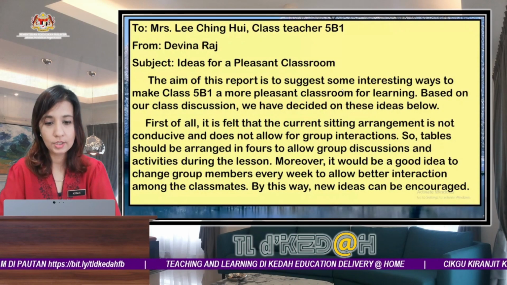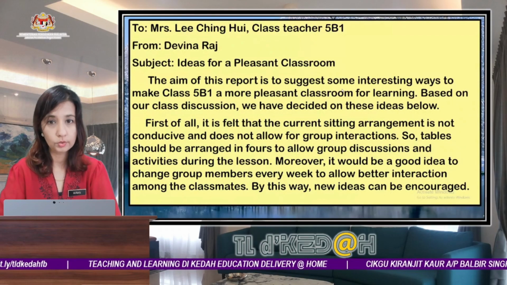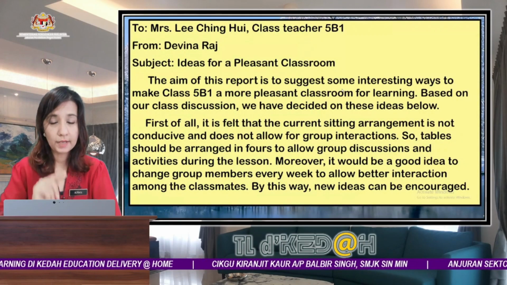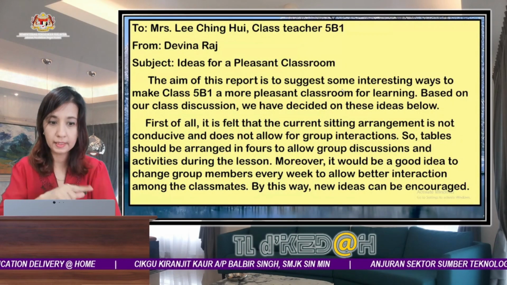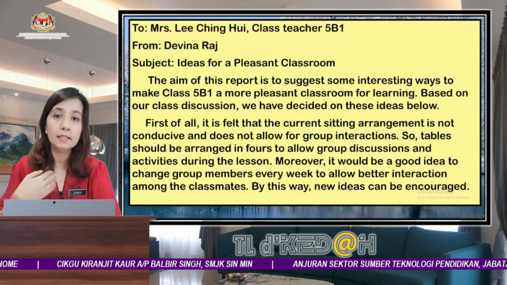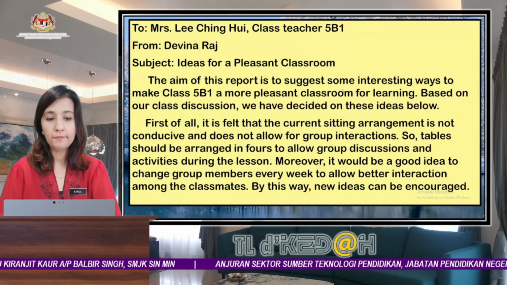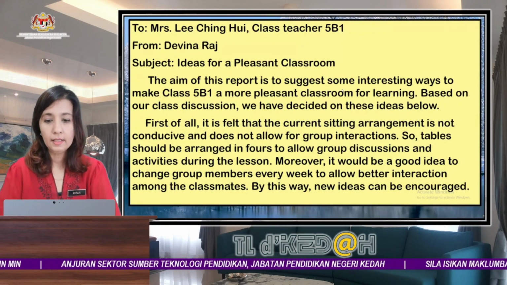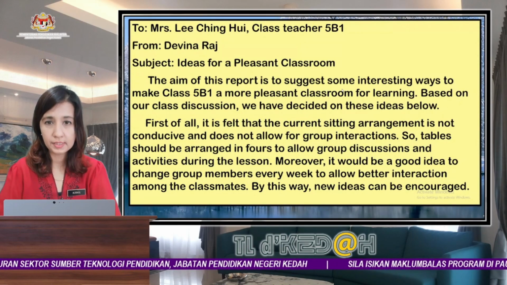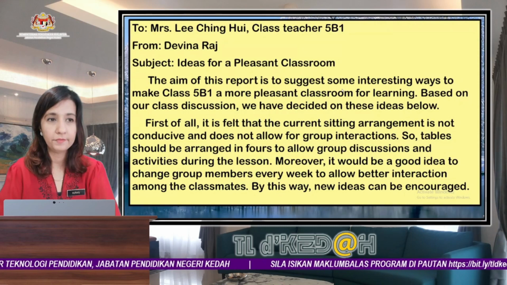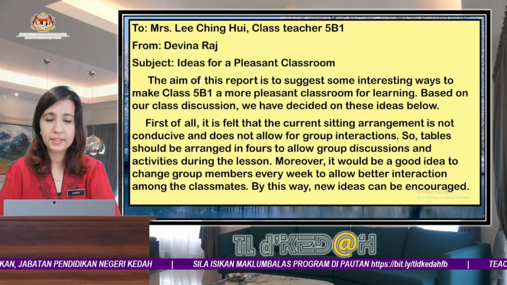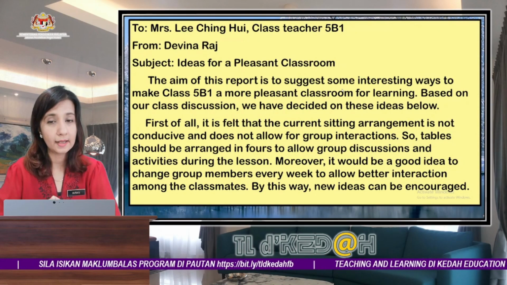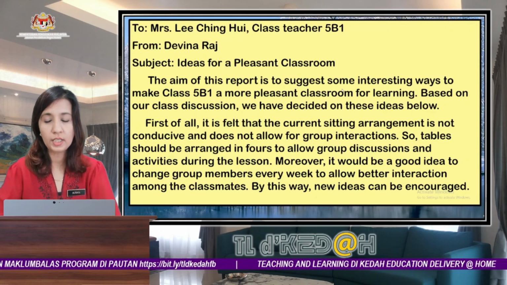Based on our class discussion, we have decided on these ideas below. So systematically, you're bringing the reader to your points. So you have already mentioned that this is not your ideas, but it's the class idea. Okay, you did a discussion. So the next paragraph, first of all, so it's a good linker there. It is felt that the current sitting arrangement is not conducive. Conducive here means maybe not comfortable or not good enough. Okay, and does not allow for group interaction. So you're giving examples. Reasons, elaborations, why you want to change the sitting arrangement.